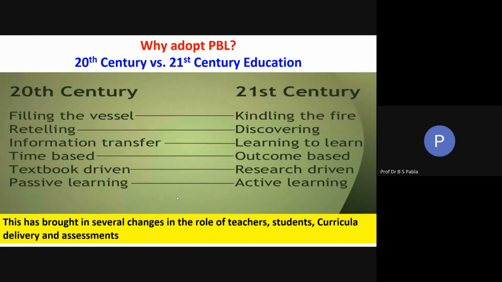Textbook-driven. Given the textbook, there are some questions at the end of the chapter, and you do it and you pass the exam. That was the aim earlier. Now it says no, you have to be innovative. You have to solve problems. Passive learners. Now what we need is active learners, where the students participate in the teaching learning process.